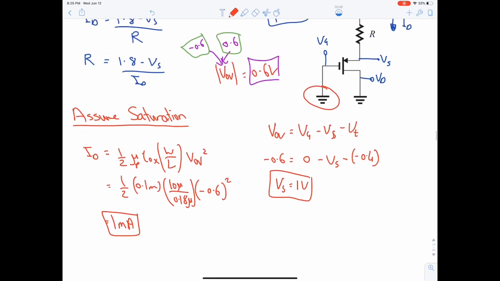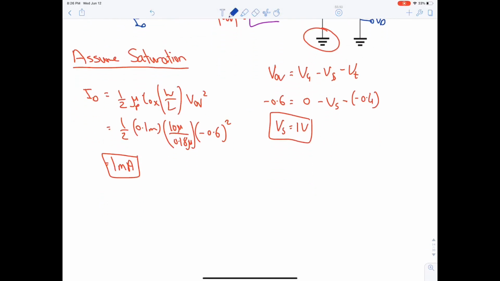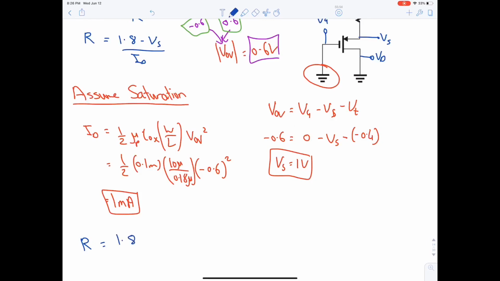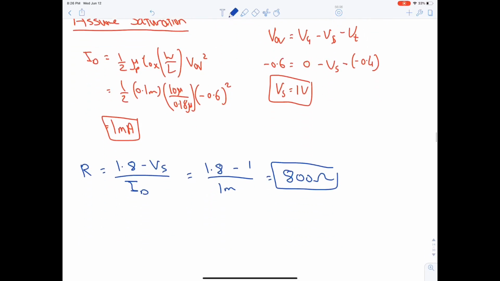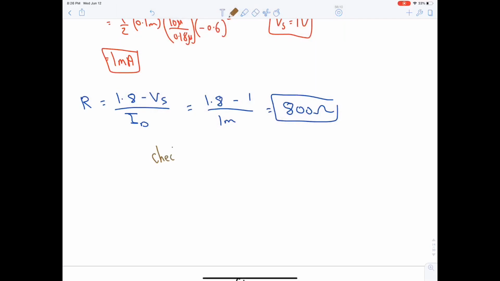After finding VS, now we can compute R. We can say that R again is 1.8 minus VS over ID. So it's 1.8 minus 1 over 1 milli. So it will be 800 ohm. Then we need to check. This is the last step. Check. We need to check for saturation.